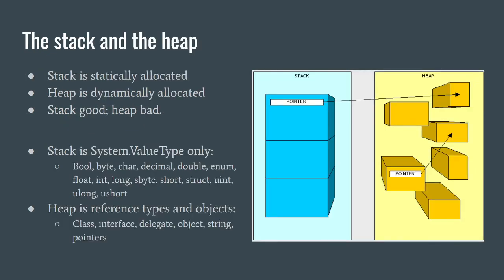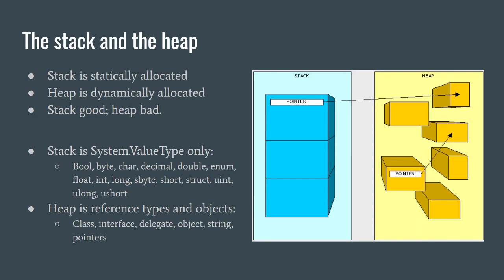So let's talk about the stack and the heap. This is probably one of the most important things to understand when you're programming in Unity. Basically, all data in Unity is put either on the stack or the heap. You can think of them as places in memory, physically in your RAM sticks.